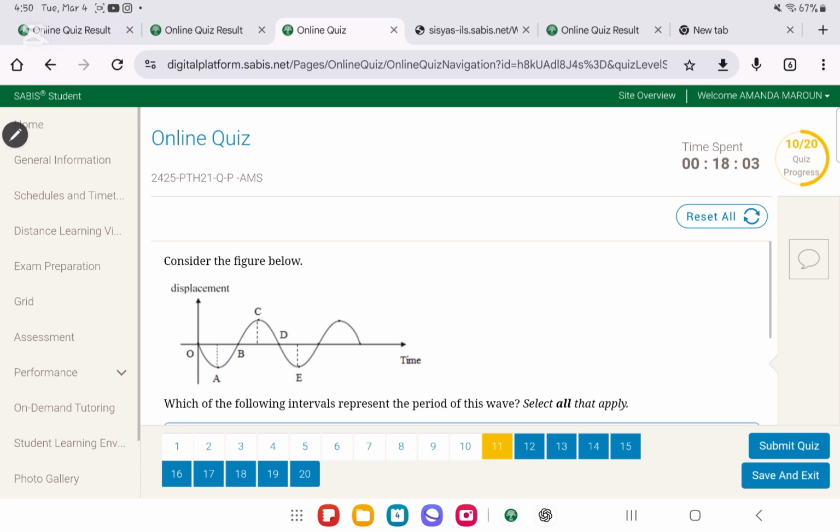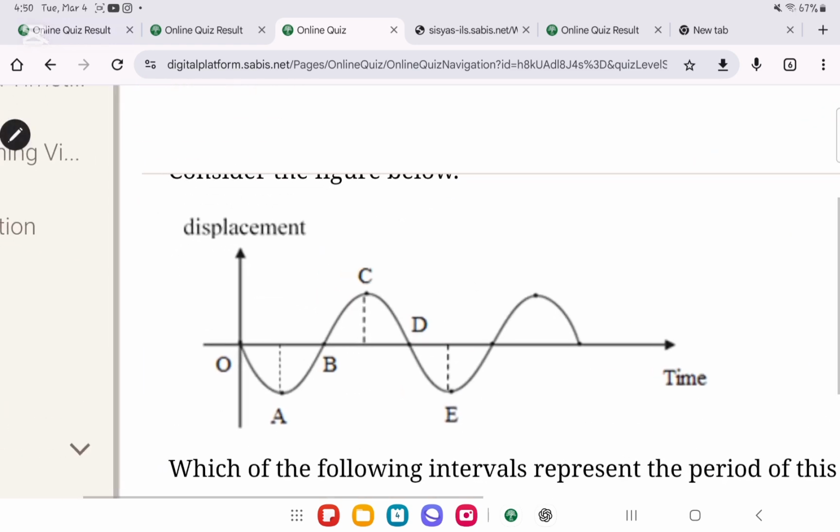We will move on to question number 11. Which of the following intervals represent the period of this wave? To calculate the period, it could be either from crest to crest, so from top to top. Or from trough to trough, from bottom to bottom. Or from 0 to 0.